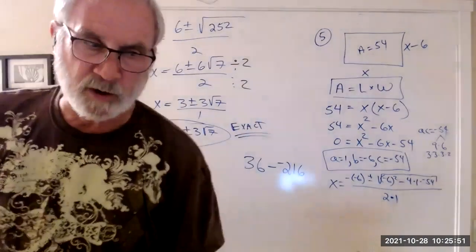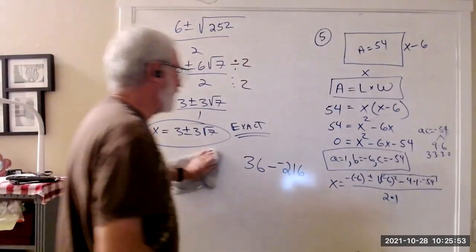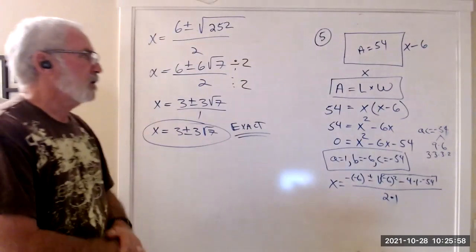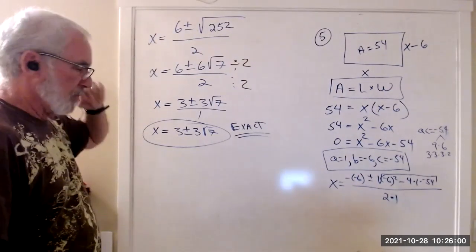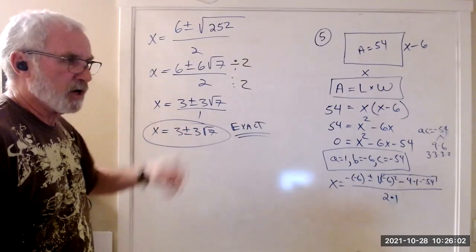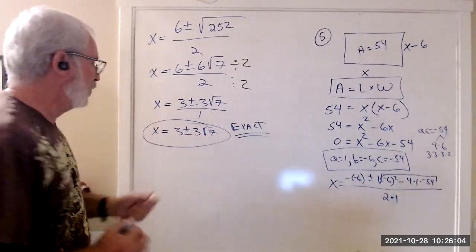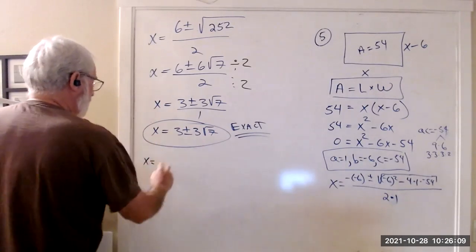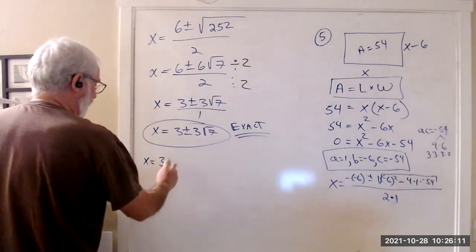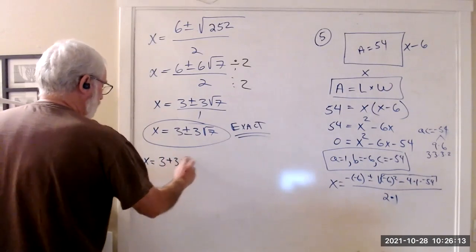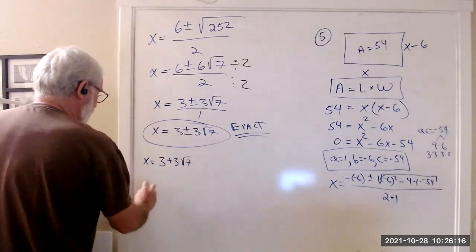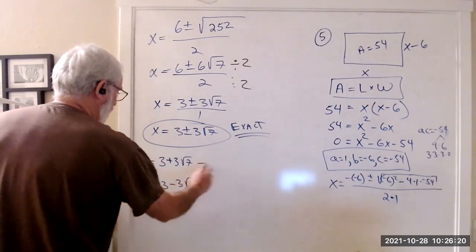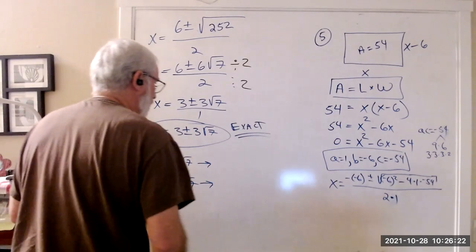And again, my directions weren't very good on this handout, because I don't know if I want to go to decimal or not. So what I want you guys to do is take a few seconds: x could be 3 plus 3 radical 7, turn that into a decimal, and x equals 3 minus 3 radical 7. Turn that into a decimal.